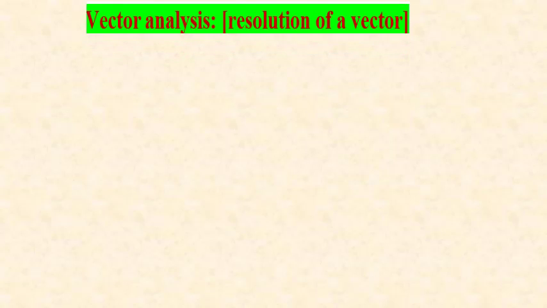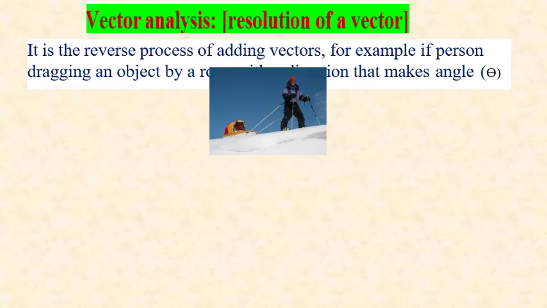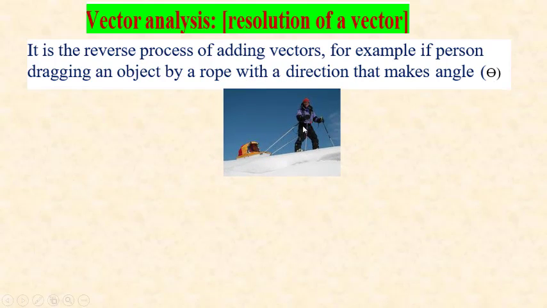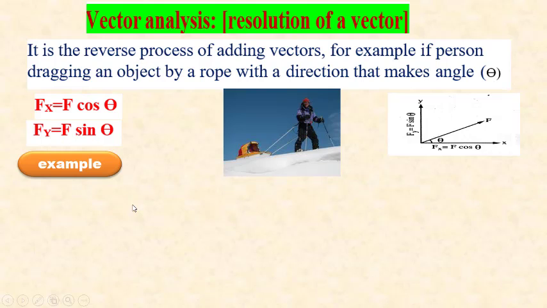Vector analysis, or resolution, is the reverse process of adding two vectors or getting the resultant vector. Look at this picture. This man tries to pull this box or small pot by a force that makes an angle with the horizontal. We can resolve this resultant force into two dimensions, Fx and Fy, like that. From this, Fx equals F cosine theta, and Fy, the force in the other dimension, will be F sine theta.